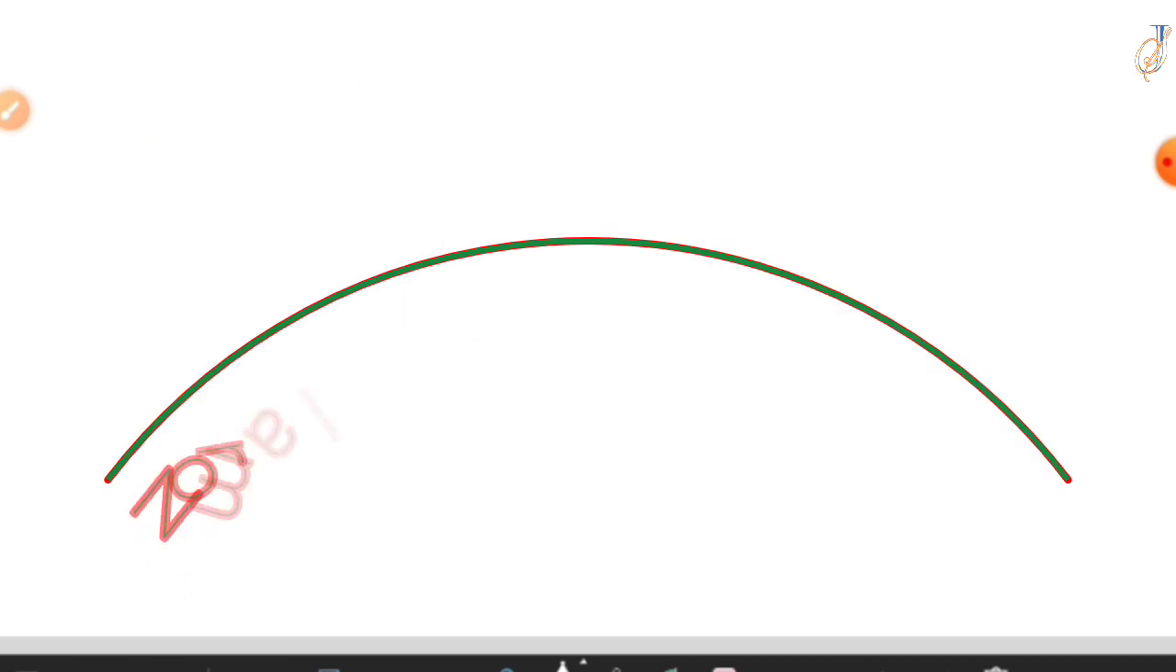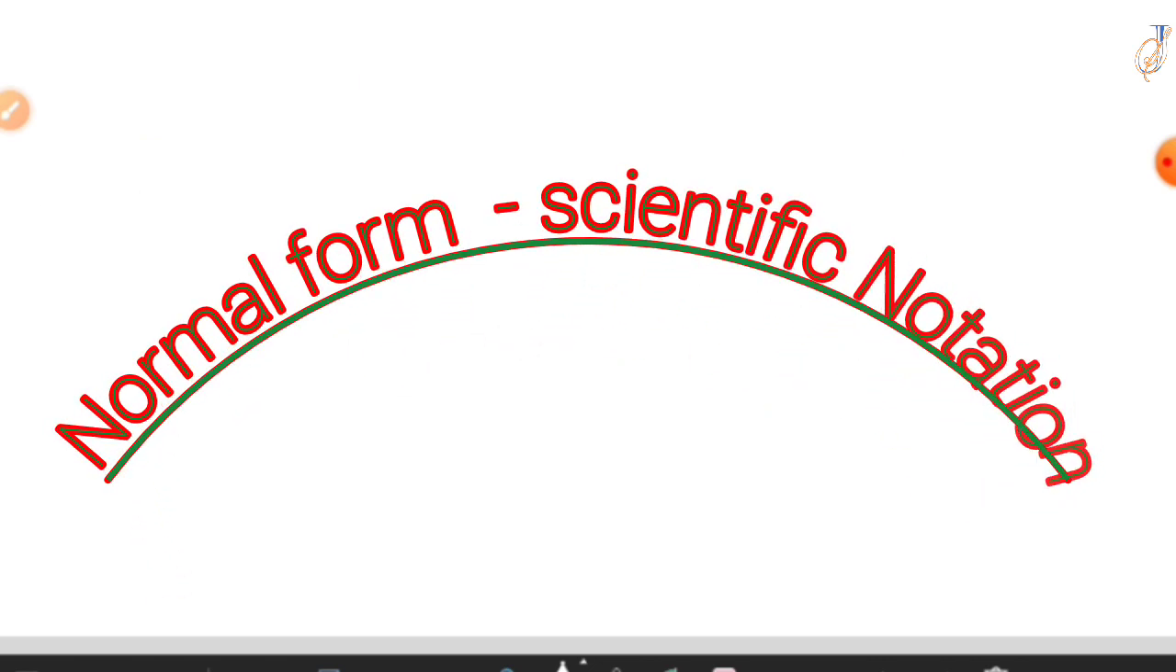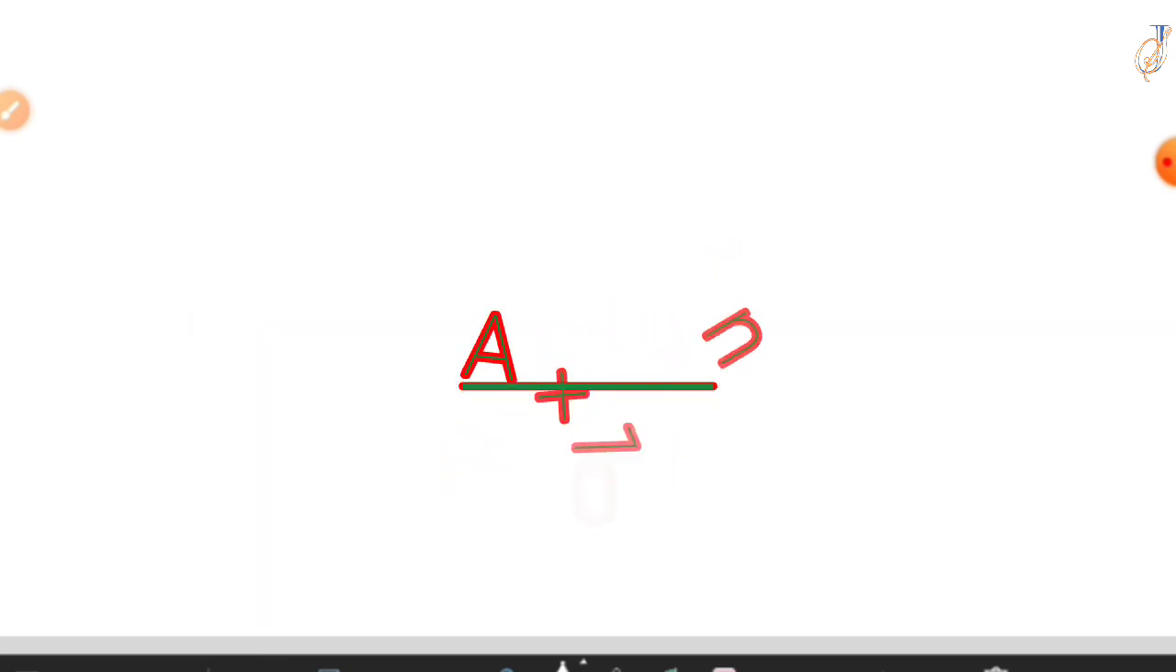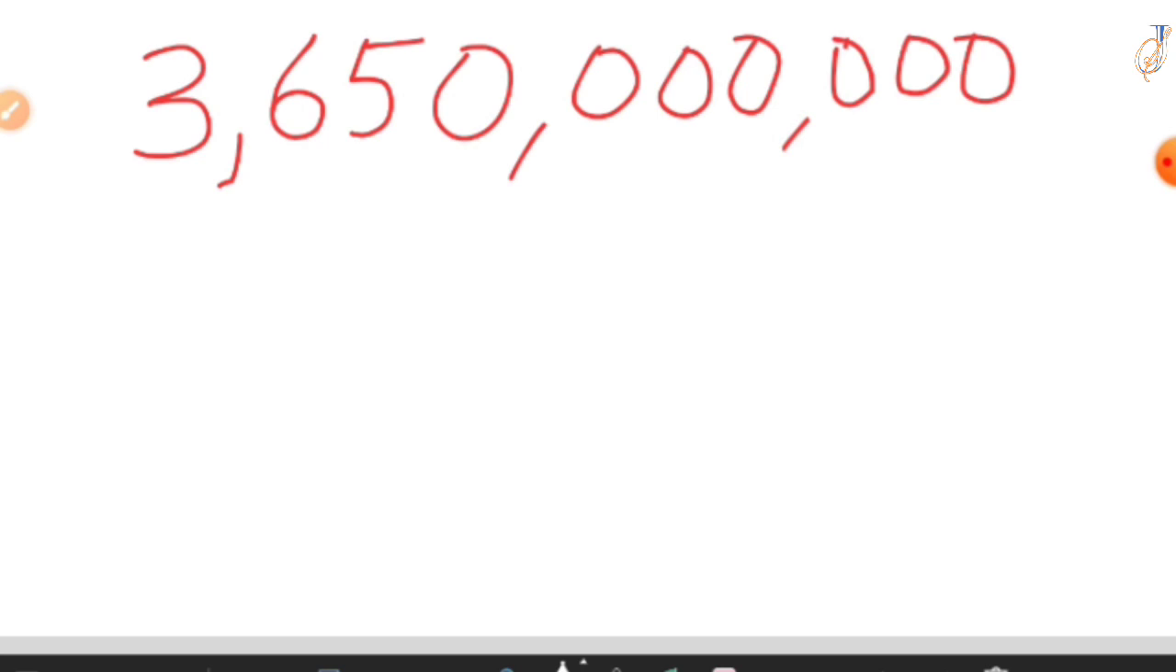Now, let's see how to convert normal form to scientific notation. That means exponential form. Let's take the normal number 3650000000. This is our number, such a big number. How can you convert it into scientific notation? As usual, we are following the steps.